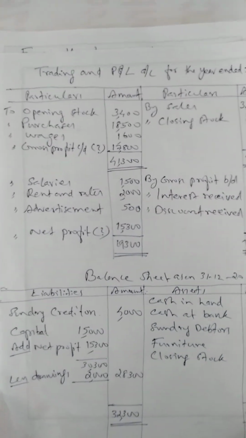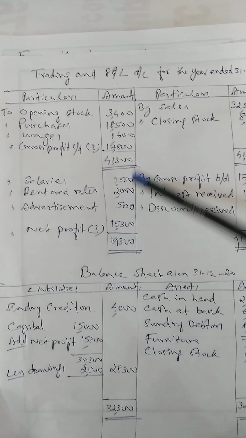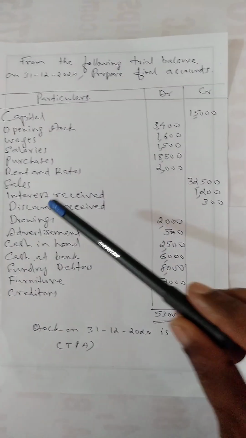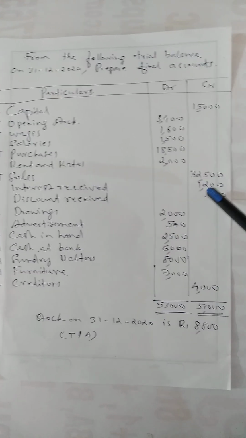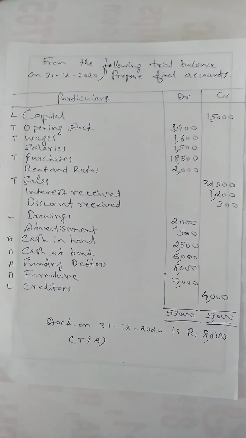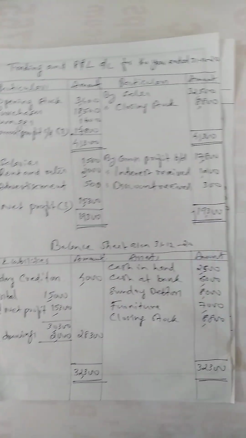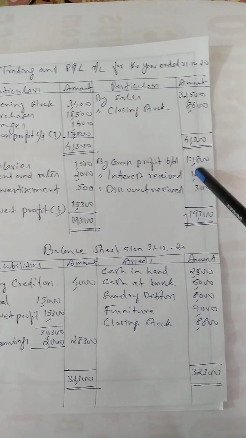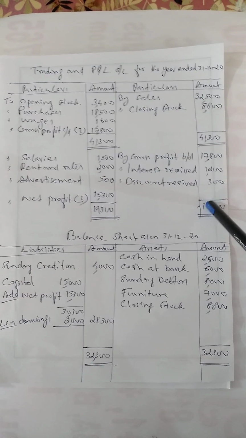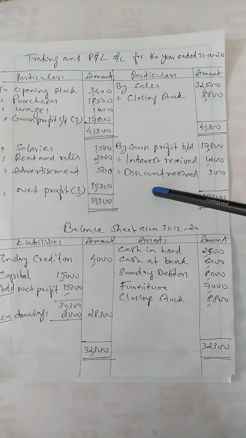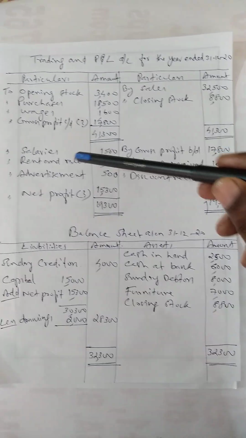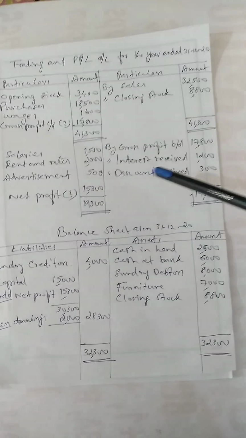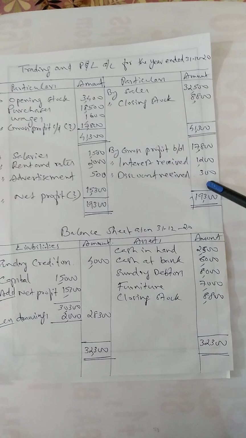Salaries, rent and rates, advertisement, all these items appear on the debit side, right? And the incomes, that means the interest received, discount received, these amounts are shown on the credit side, isn't it? So such items are to be considered on the credit side of the profit and loss account. Interest received and discount received are shown on the credit side. Now we consider all the items to be taken in the profit and loss account. Salaries, rent and rates, advertisement, these are debit items shown on the debit side, and interest received and discount received are shown on the credit side.